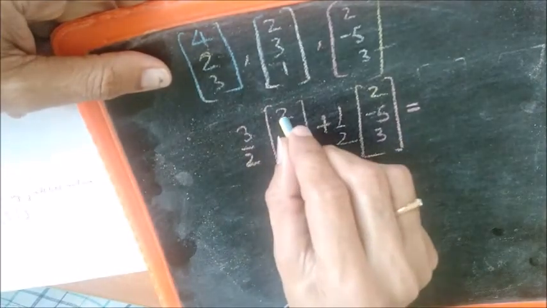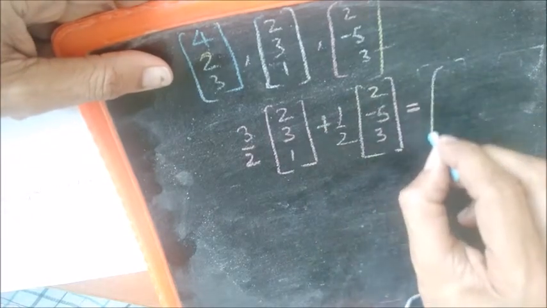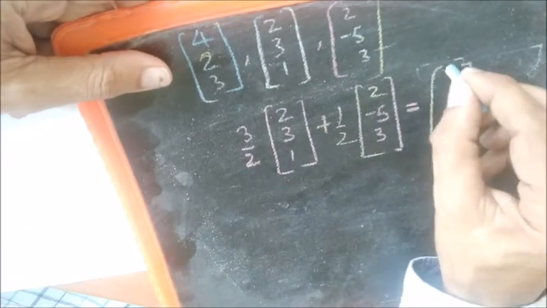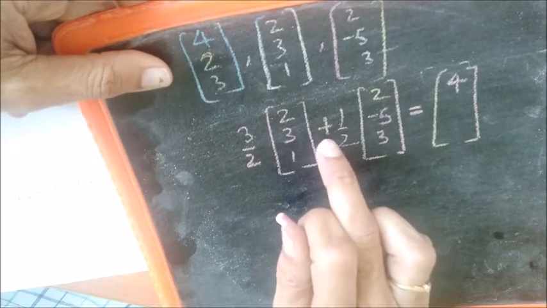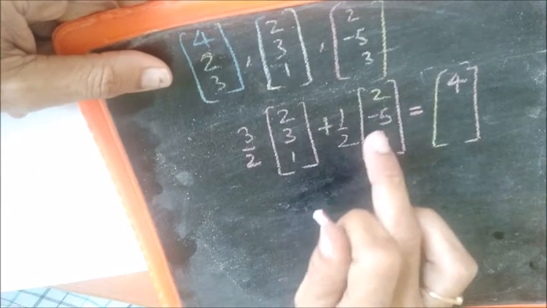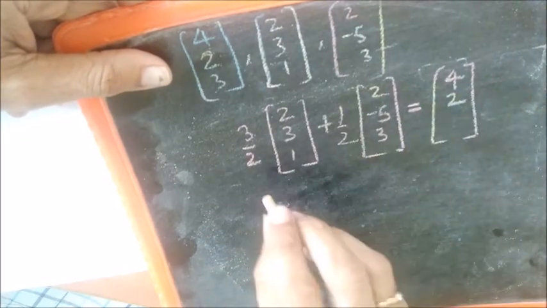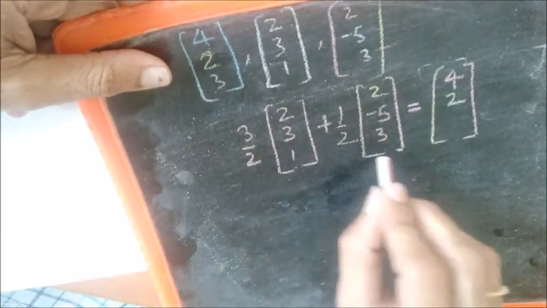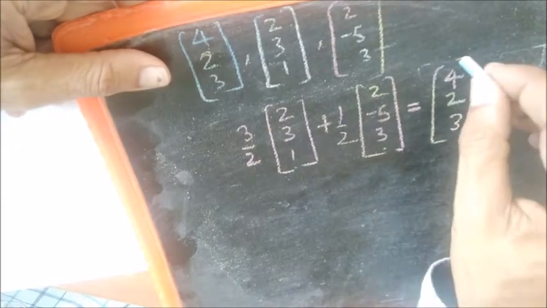3 by 2 into 2 is 3, plus 1 by 2 into 2 is 1, so 3 plus 1 is 4. 3 by 2 into 3 is 9 by 2 plus minus 5 by 2. 9 by 2 plus minus 5 by 2 is 4 by 2, that is 2. And again 3 by 2 plus 3 by 2 is 3. And you can see that this is indeed this vector.